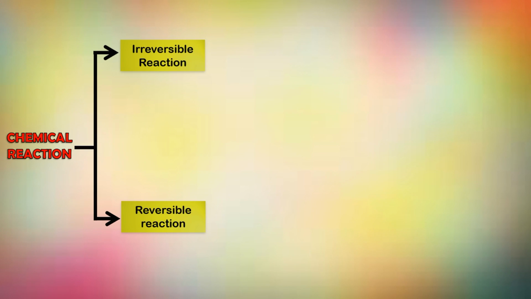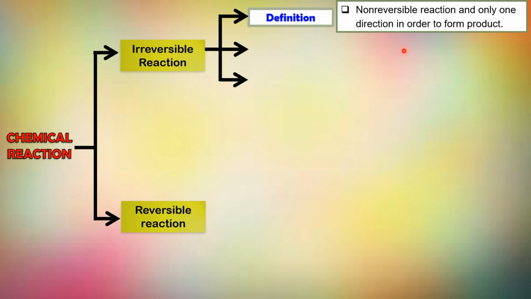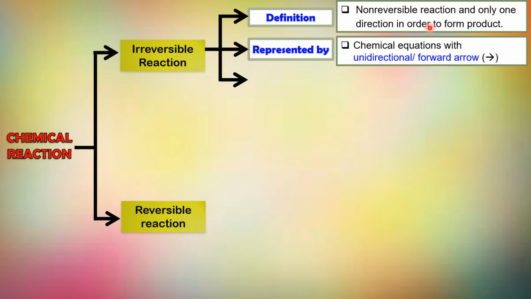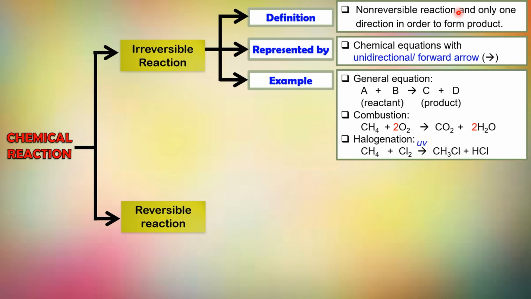Chemical reactions can be divided into two: irreversible reaction and reversible reaction. So what is an irreversible reaction? It is a non-reversible reaction with only one direction in order to form product, meaning that from reactant it proceeds to the product. It is represented in the chemical equation with a unidirectional or forward arrow. This is the forward arrow. For example, the general formula: A reacts with B to produce C and D. C and D are the products.